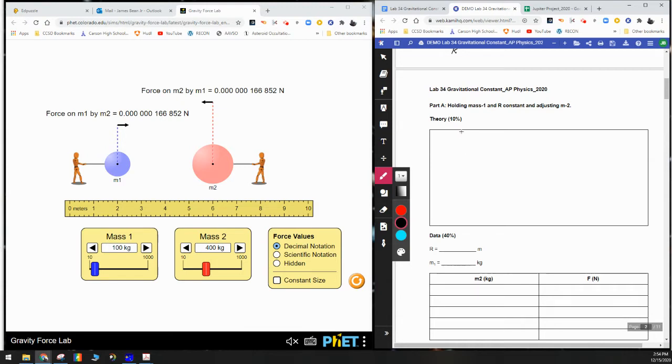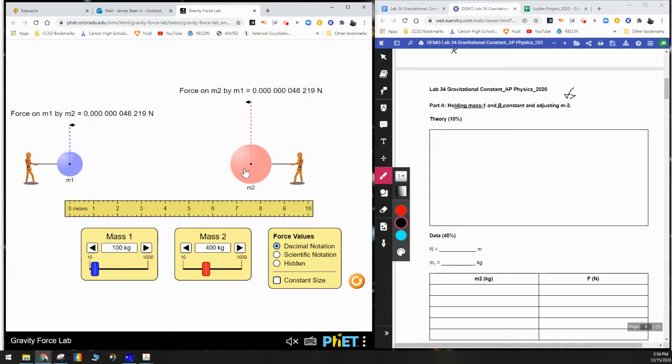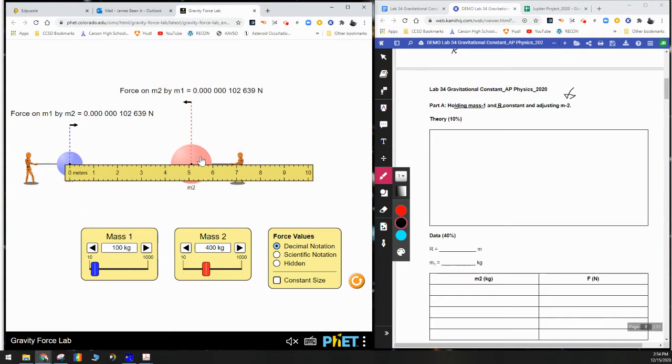What's going to happen is that we're going to hold mass 1 constant and hold R constant, and we're going to adjust mass number 2. Here we have a table where we'll have different values for mass 2 and the force. First thing we want to do is set the radius. So I'm going to move this over to here, and maybe we'll use 5 meters. I'm going to go up here and measure the radius difference. Let's say it's 5 meters here.